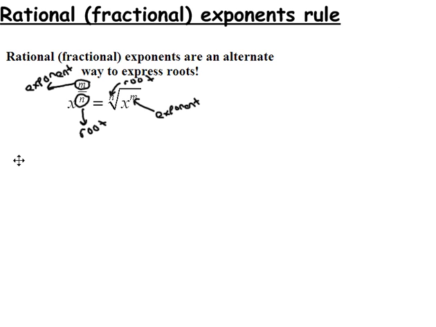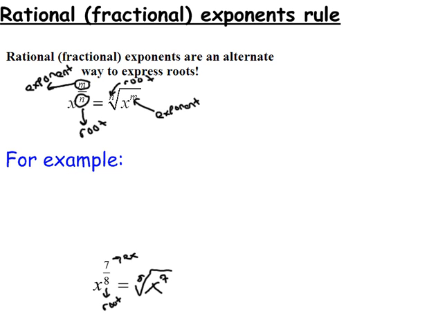Okay, so let's look at some examples here. Take, for example, x raised to the 7/8. We can rewrite that as what? Well, let's use our rule. We can rewrite it as the 8th root of x to the 7, right? Because this becomes the root, and then this becomes the exponent of the radicand.